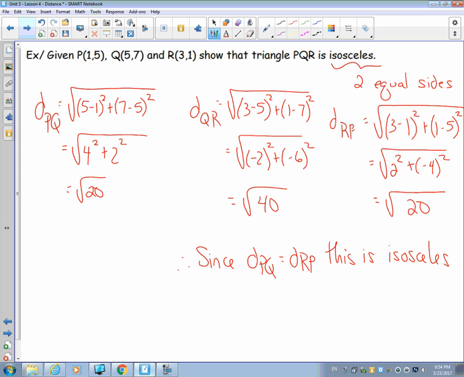And you do have to do all three. I have to prove it's not equilateral. You can't have all three the same. That would be a different kind of triangle.